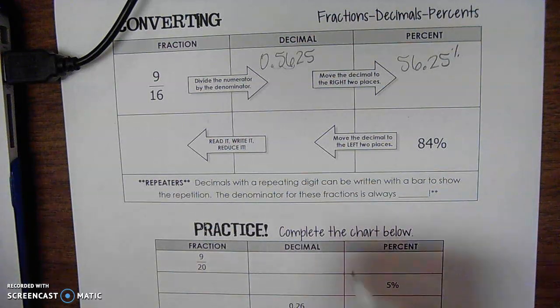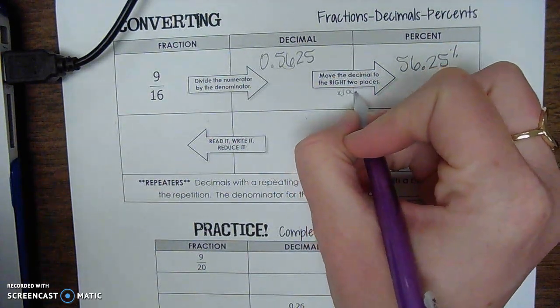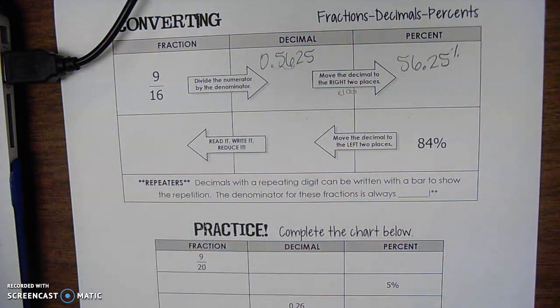The reason we move it to the right is because we're multiplying by 100. Percent means out of 100. So when you have a decimal, that's already out of 100, so then you have to move it twice to the right, multiply it by 100 to get it into a percent.